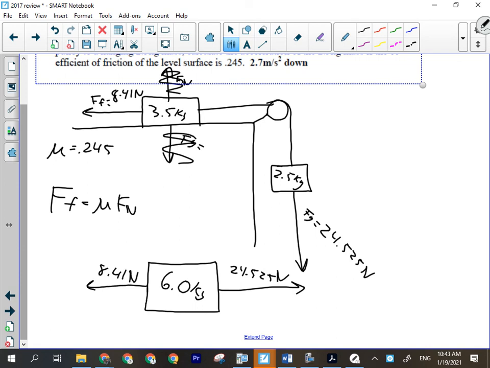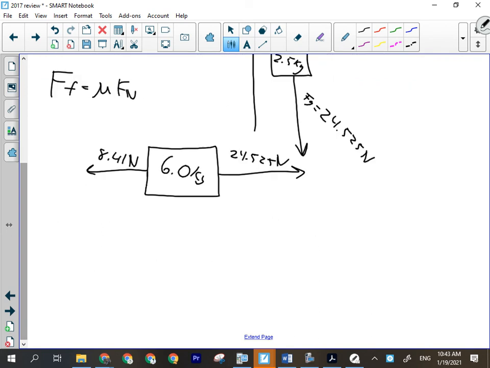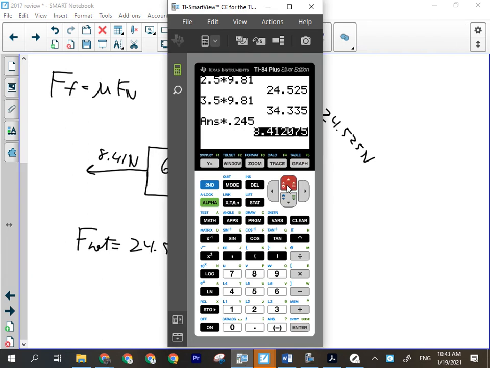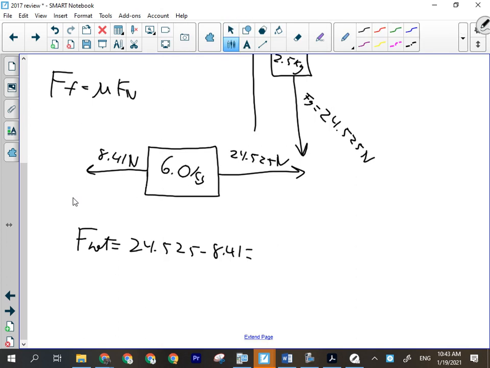Can I calculate my net force? Okay, that's the purpose of a free body diagram, to help me calculate my net force. Net force is the vector sum of all forces, so that'll be 24.525 minus 8.41. So we have a net force of 16.11 newtons.